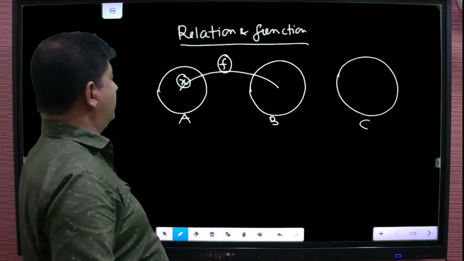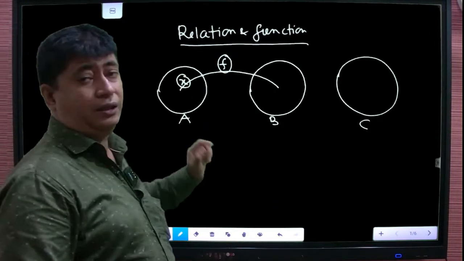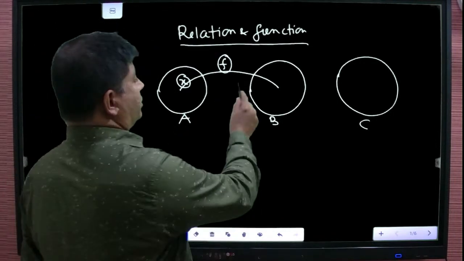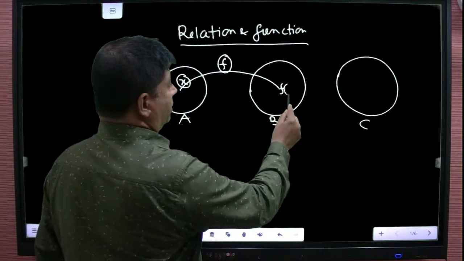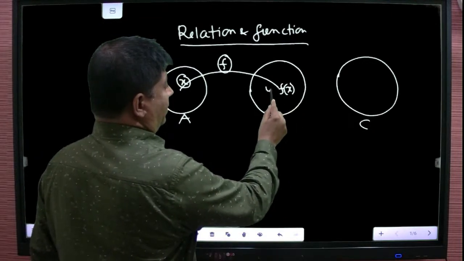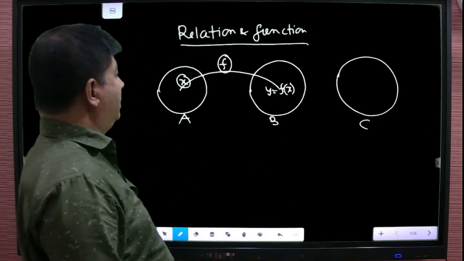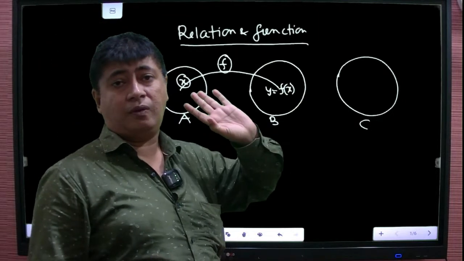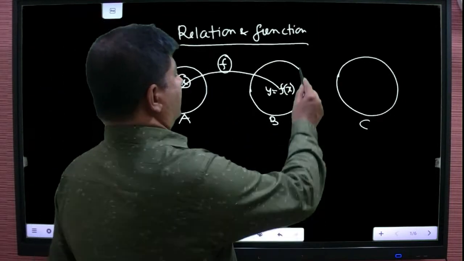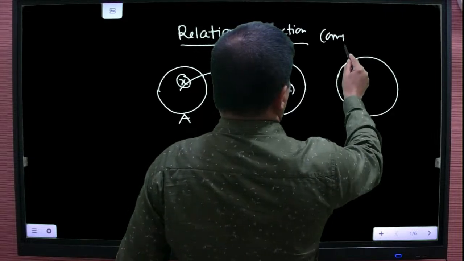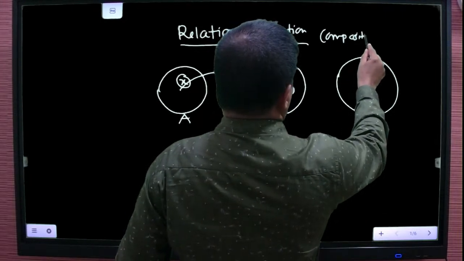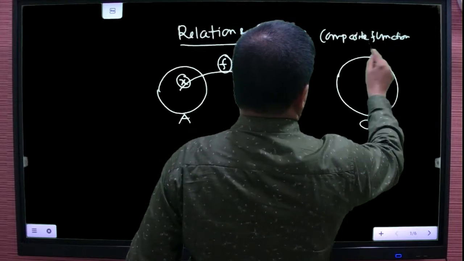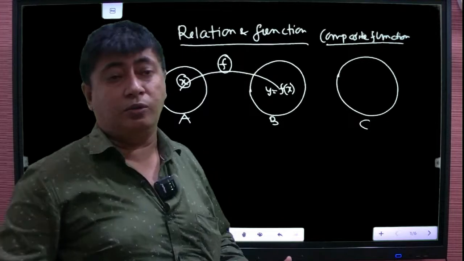So here you are getting the elements x. So here you will get f(x), y is equal to f(x). So this is one function which connects x with f(x). So composite function, we are doing composite function now. What is composite function? Composition of two functions, two or more.